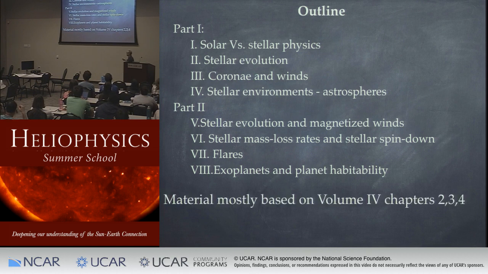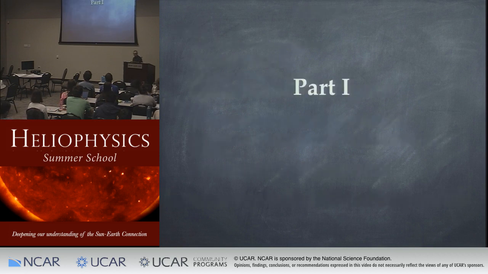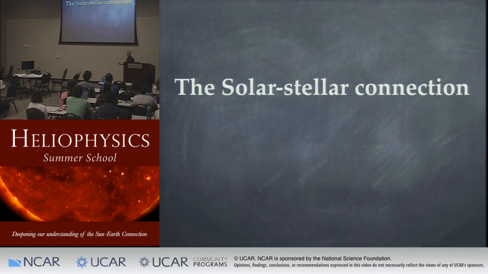In general, most of the material in these two talks comes from chapters 2, 3, and 4 from volume 4 of the heliophysics textbook. Some of it is based on my original lecture, which was the basis for chapter 4. Chapters 2 and 3 were written by Rachel Austin and Brian Wood. And I will show some of the topics from these chapters. Okay, so part 1. Oh, and before we move on, feel very free to stop me and ask questions if something is not clear, or you just have a question to ask. That's the point of this whole thing.